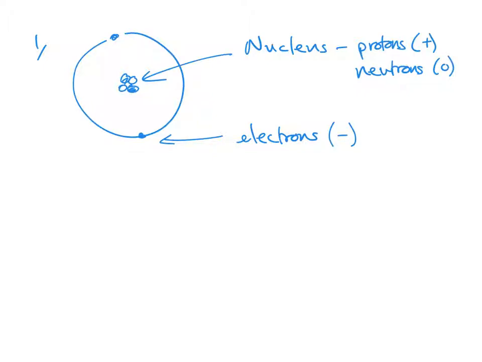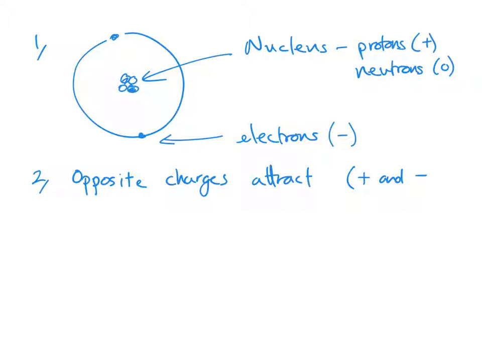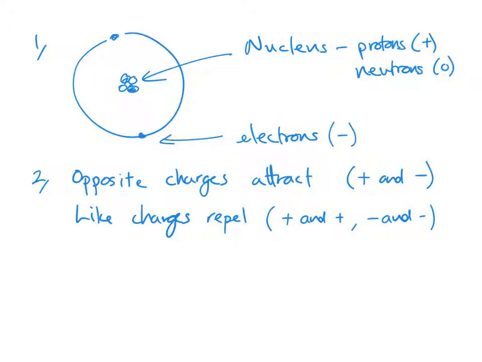It's easy too. And it explains attraction and repulsion. So opposite charges attract. So for instance, if you have a positive and negative charge, they attract. Like charges repel. So positive and positive would repel, negative and negative would repel.